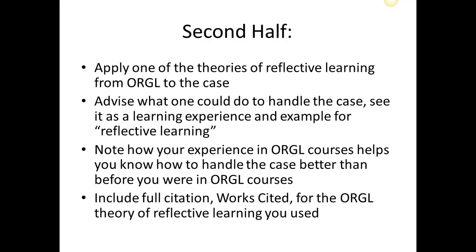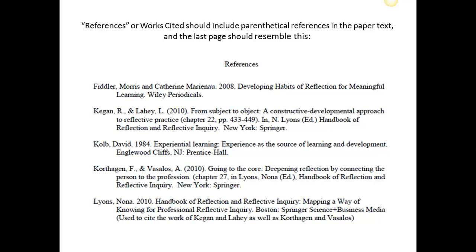In your paper, you want to make sure that the second half connects the case very clearly to the organizational leadership theories. So make sure that you've chosen a particular theory that you want to use to interpret the case. Make sure that you're explaining how reflective learning can help the individuals in the case. Include full citation. Include the works cited page. When you're looking at the works cited page, here's another example of how that should look. It's very important that you include the specific information from the reflective learning model that you want to use.